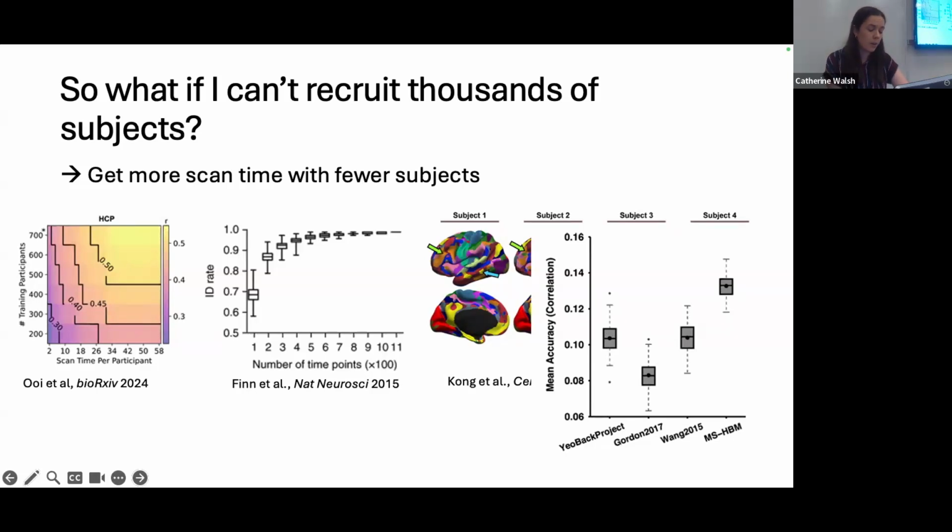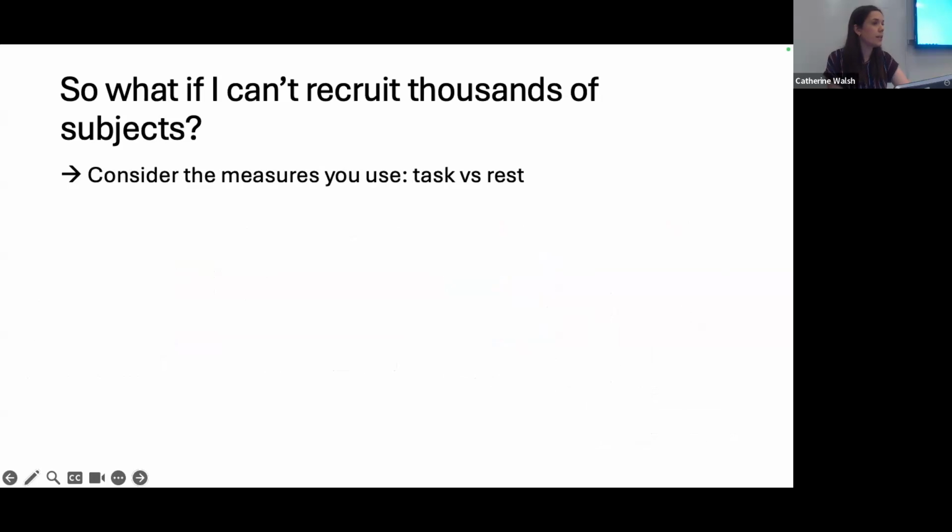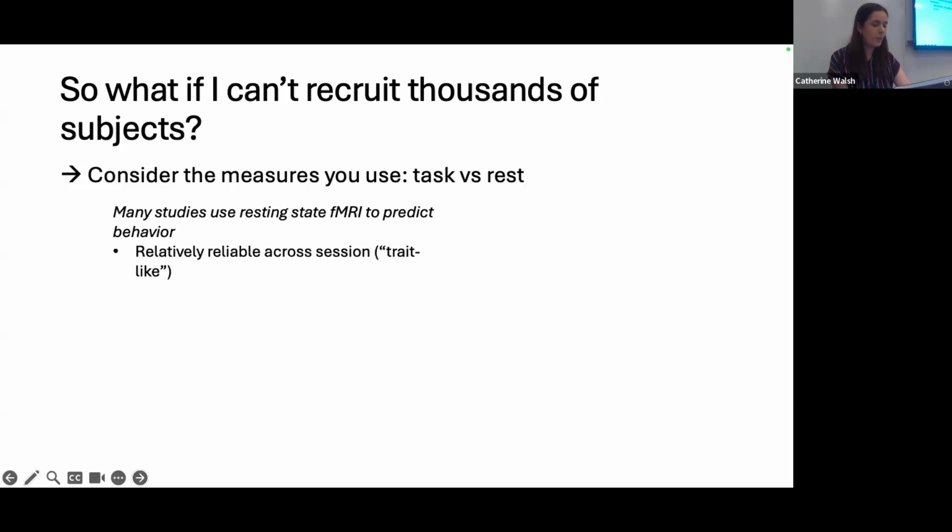Another thing that you could consider is what measure you're using. And I'm going to talk about different measures that you could use. The first one is task versus rest. Many studies use resting state fMRI to predict behavior, and there are a lot of good reasons for that. It's relatively reliable across sessions.